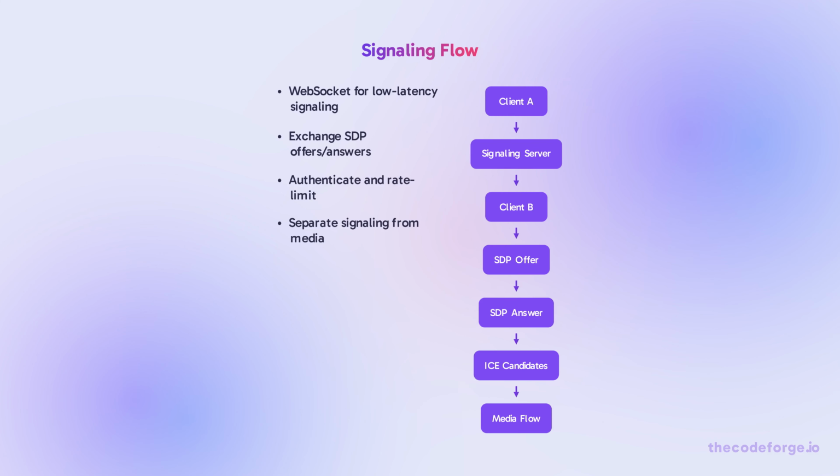Before any video flows, clients need to exchange session descriptions and ICE candidates. This is signaling. You need a reliable, low-latency channel. WebSocket is the standard. Each client connects to a signaling server, typically a separate service from media servers. The signaling server handles room management, user presence, and relays SDP, offers, answers and ICE candidates between clients.